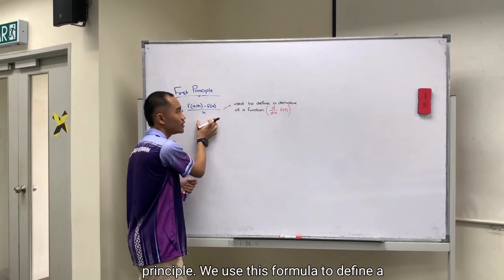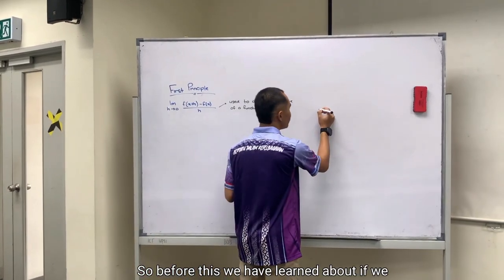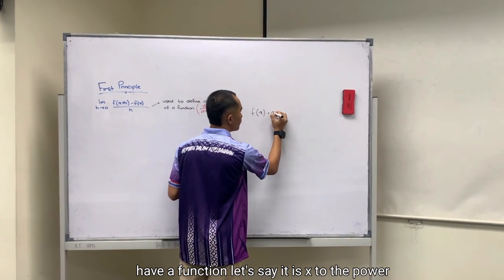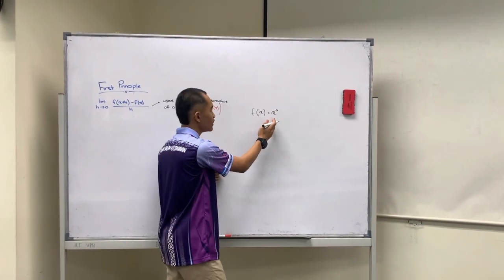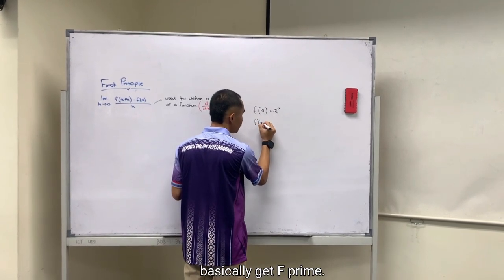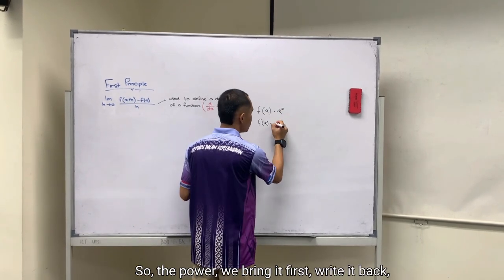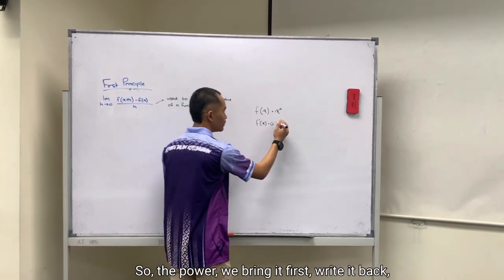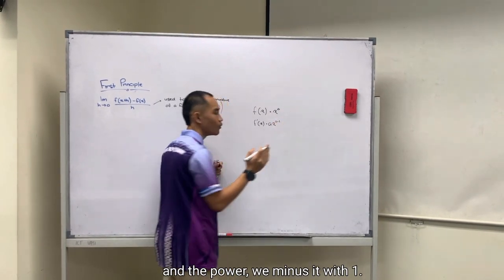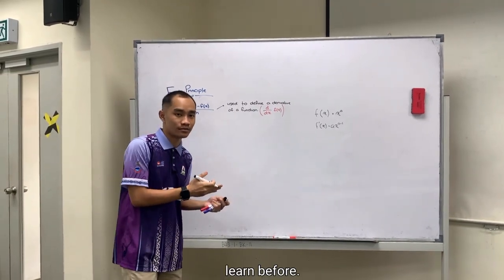Today, I will be teaching you guys about first principle. As you can see here, I stated the formula that we will use in first principle. We use this formula to define the derivative of a function. Before this, we have learned that if we have a function, let's say x to the power of a, and we want to differentiate it, we will get f prime. The power, we bring it forward first, write it back, and the power, we minus it with 1. That is basic knowledge that we learned before.